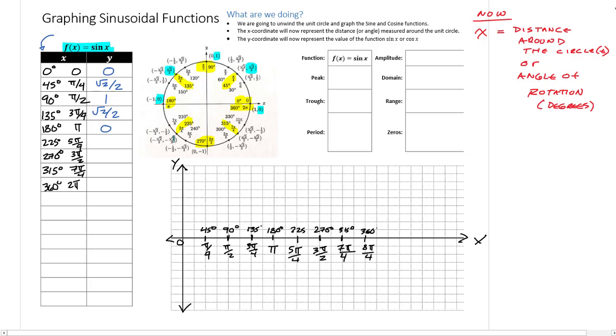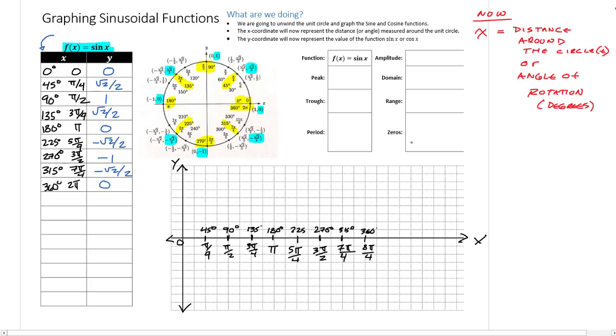Sine of 225 degrees, the y coordinate is negative root 2 over 2. So this is what sine is. Let's do the next one. Sine of 270 degrees or sine of 3 pi over 2 in radians will give you negative 1. All right. Coming around, sine of 315 or 7 pi over 4 will give you negative root 2 over 2. And finally, you get all the way back to sine of 360 or 2 pi, and you get 0 again. All right, so there's all the points we're going to get. Now let's try and graph this the best we can.